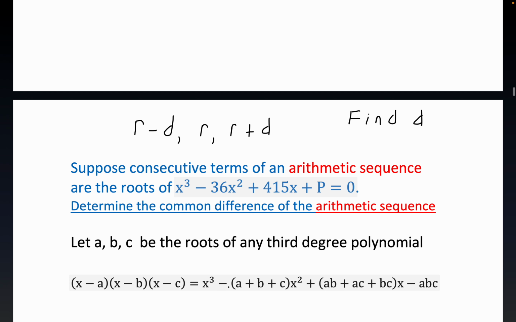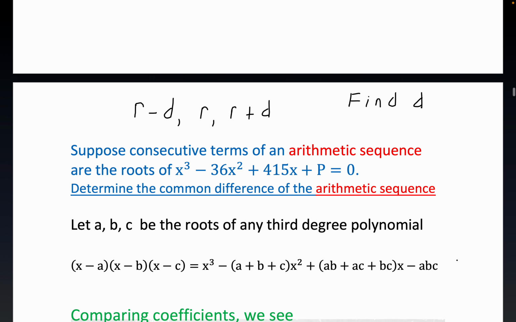You can see minus the sum of the roots is the coefficient of x squared, and then you have the pairwise products of the roots summed together, which is the coefficient of x, and finally minus the product of the roots is this constant term, which we really don't need, as it turns out. A priori, you might not know that, I didn't, but we don't really need it. Okay, so let's carry on.